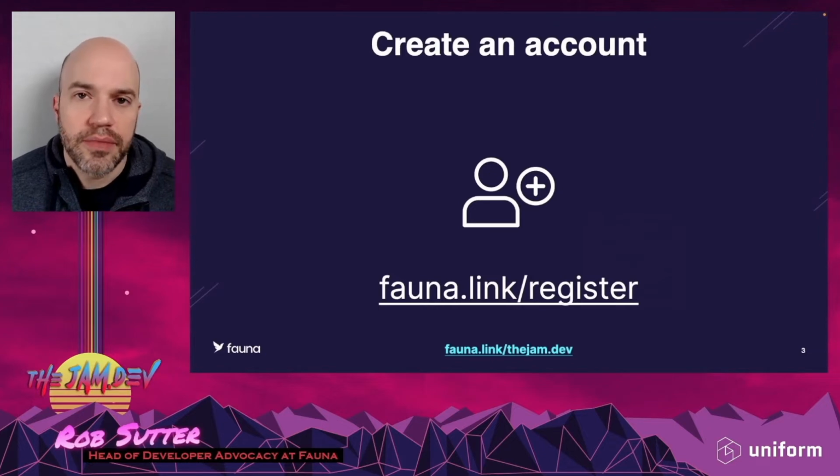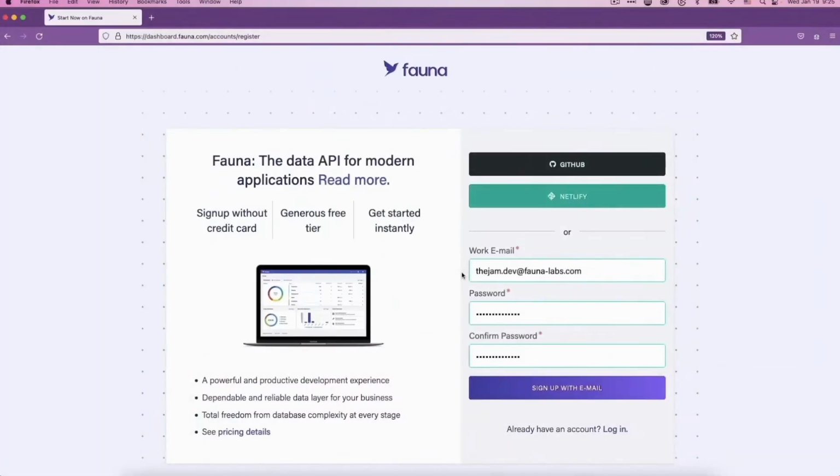The first step is to create a new account, and it's simple. Let's go do that now. Here on the sign up page, you see that you can sign up with your email or using your GitHub or Netlify account to make it even easier. Let's go ahead and sign up with email. Note that you don't have to provide a credit card until you're ready to upgrade from the free tier.